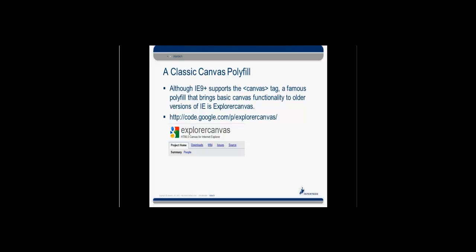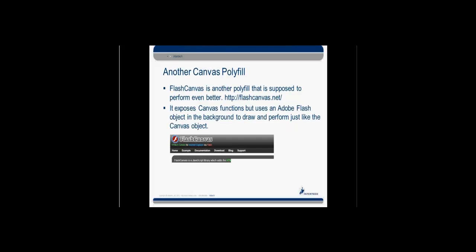IE 9, by the way, does have support for canvas. You can go ahead and take advantage of that with that canvas tag, and we'll get into that shortly here. I have a code example for that. But this is really what a polyfill would look like. There's another one, too. Here's another one in case you're missing canvas in IE.